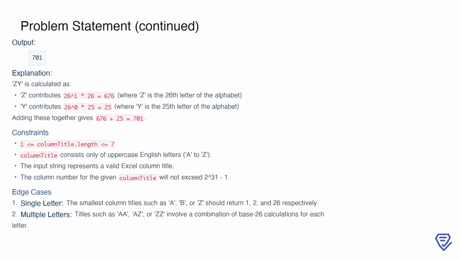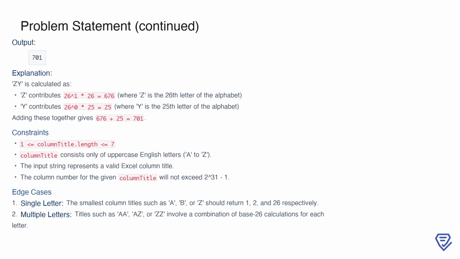The first letter, Z, contributes 26 raised to the power of 1, multiplied by 26, because Z is the 26th letter of the alphabet. This results in a value of 676. The second letter, Y, contributes 26 raised to the power of 0, multiplied by 25, as Y is the 25th letter of the alphabet. This gives 25. Adding these two contributions together, we get 676 plus 25, which equals 701.